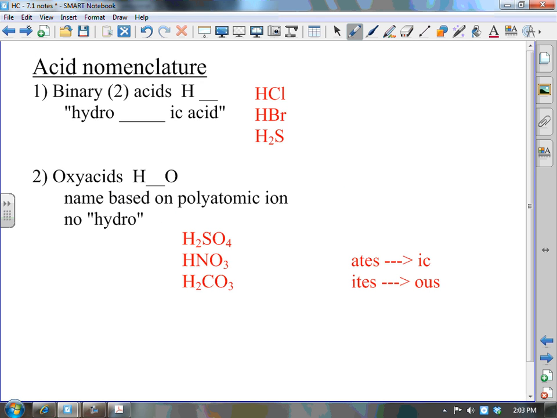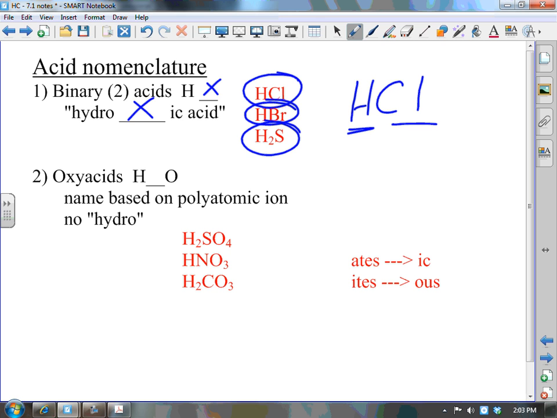All right, last 2 things here. Acid nomenclature. The acid nomenclature will make sense once you've done the polyatomics, but really there's 2 types of acids. There's binary acids: hydrogen bonded to something else. HCl, HBr, H2S. Real simple. Hydro, fill in the blank, ic, acid. HCl, hydrochloric, hydrobromic. Done. That's it.